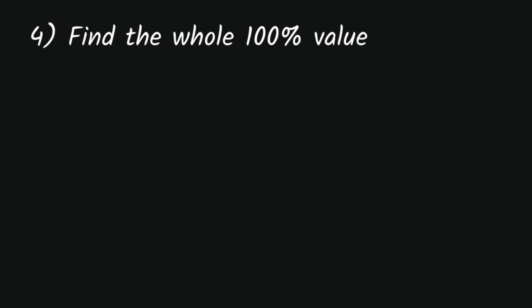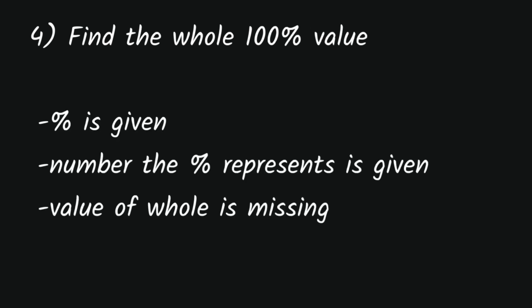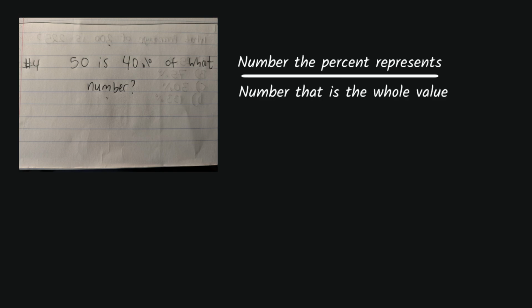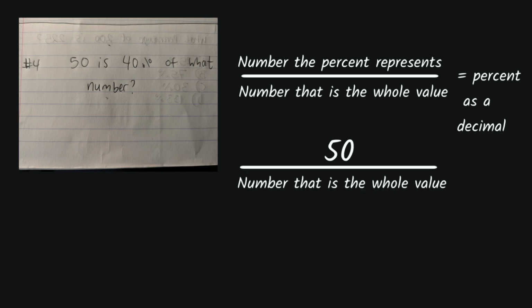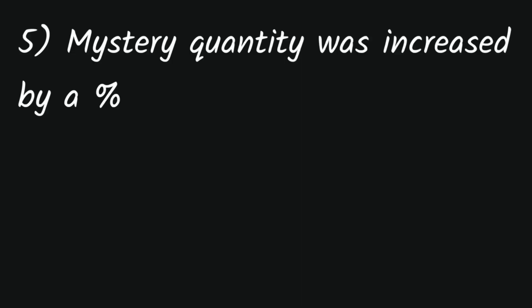The fourth type of percent question you'll see is finding the whole, the 100% value of something. So the percent is given, the number the percent represents is given, but the value of the whole is missing. You'll see this example: 50 is 40% of what number? That's right, the whole is missing. So the number the percent represents divided by the number that's the whole value equals the percent as a decimal. We plug the numbers in and we get 125 as our answer.